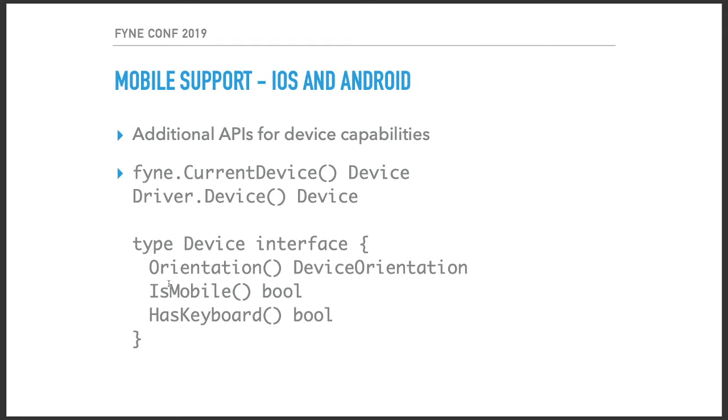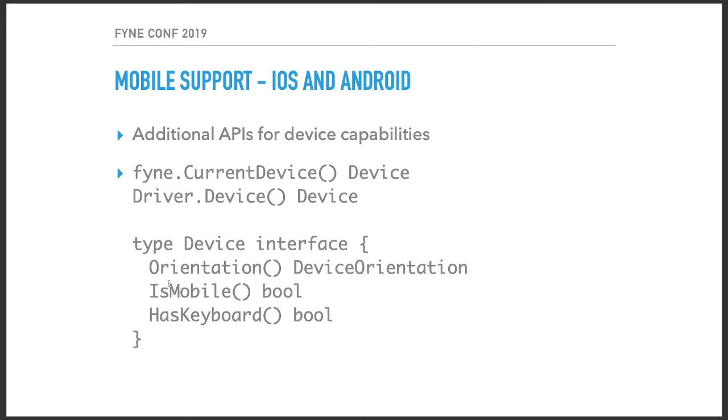Is it mobile, and does it have a keyboard? Now, the definition of a mobile device may be a little obscure, but currently if it's something that you hold in your hand and walk around with, we're calling it a mobile device. So a smartphone, a tablet is, but the Raspberry Pi currently isn't.